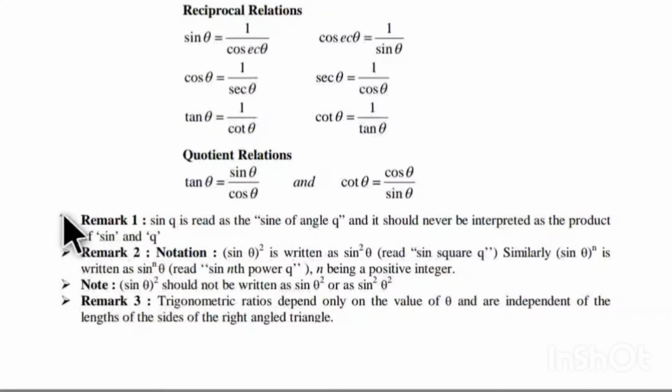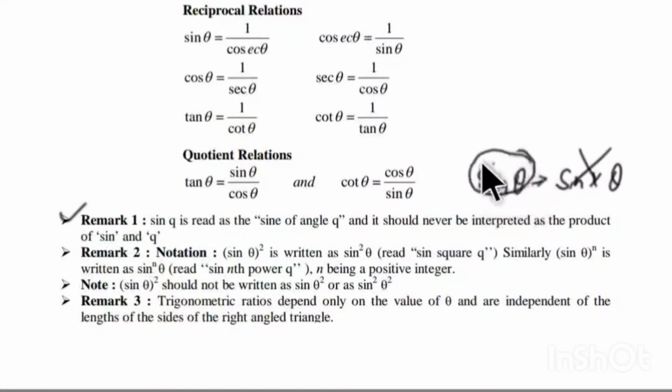Now remark number 1. Sin theta is read as sine of angle theta, and it should never be interpreted as the product of sine and theta. That is, you can't write sin theta as sin into theta. That is wrong. This is only one term, you can't separate that.